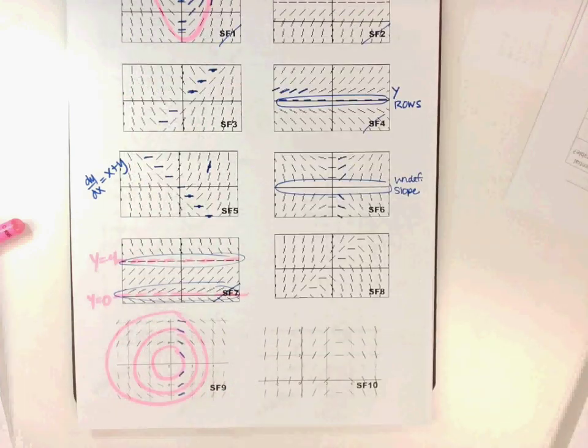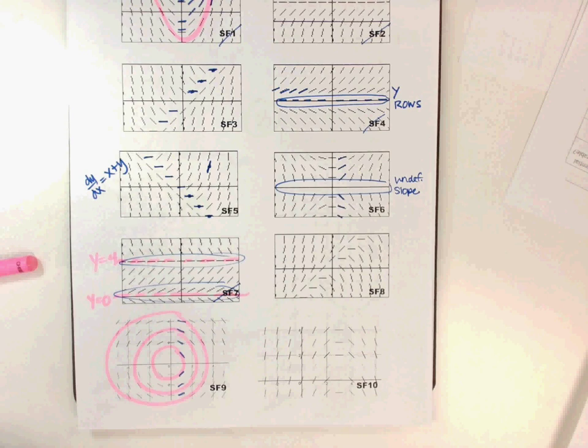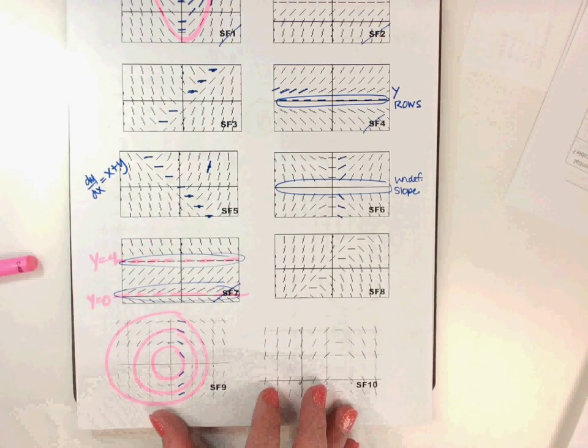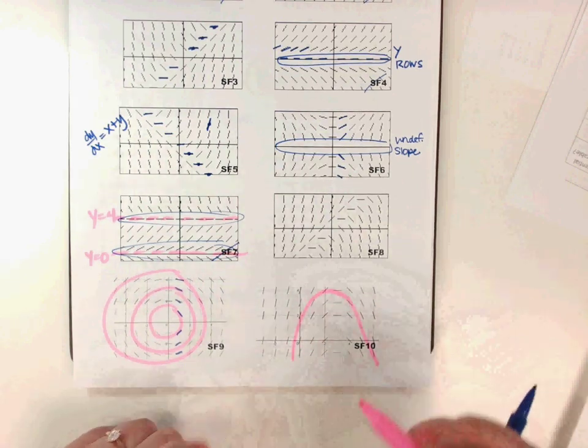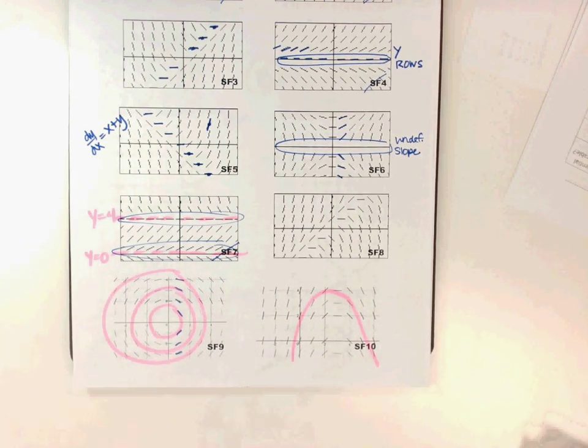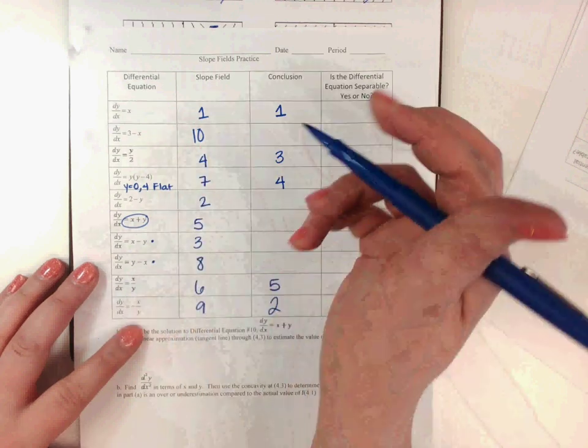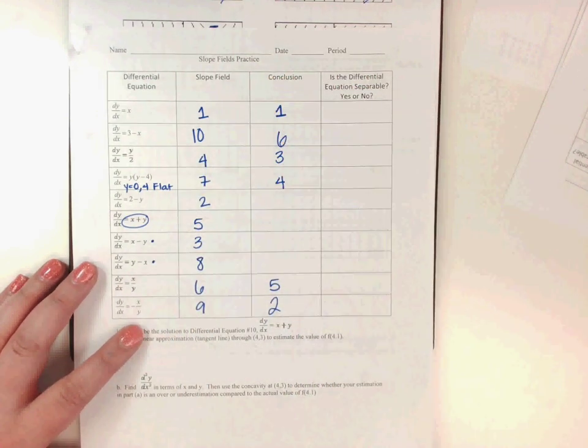Okay, parabolas that open down. Did you find it? Okay, SF10. Very good. Those are your parabolas that open down. So next to slope field 10, I'll put conclusion 6.